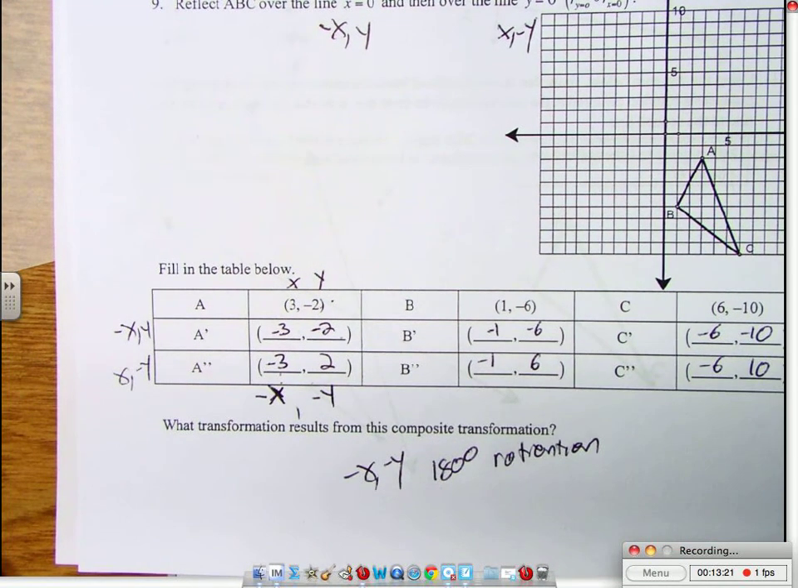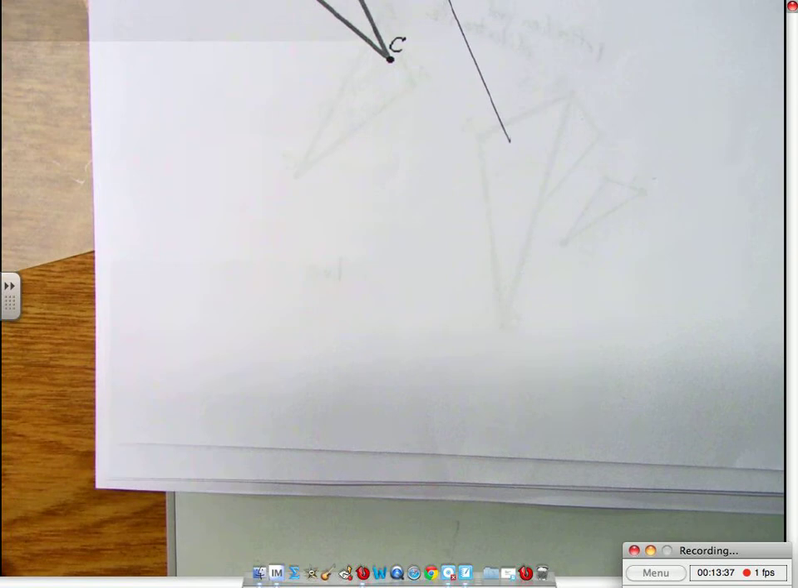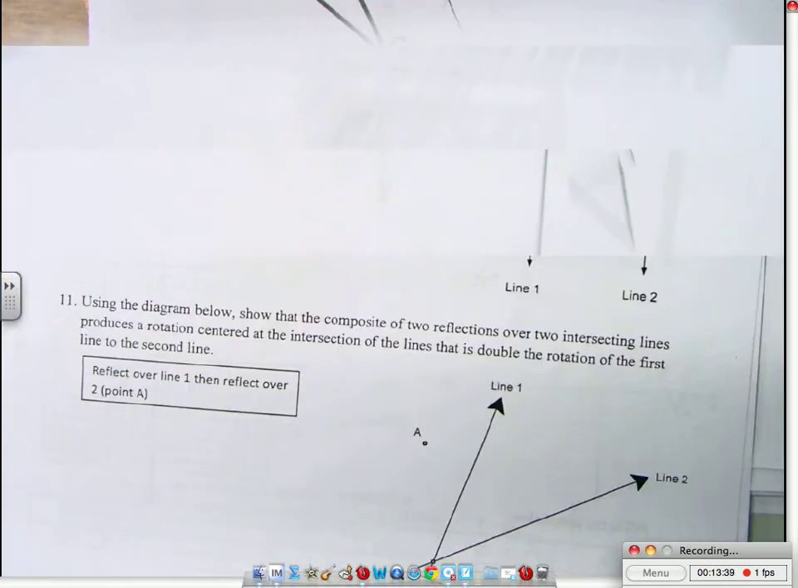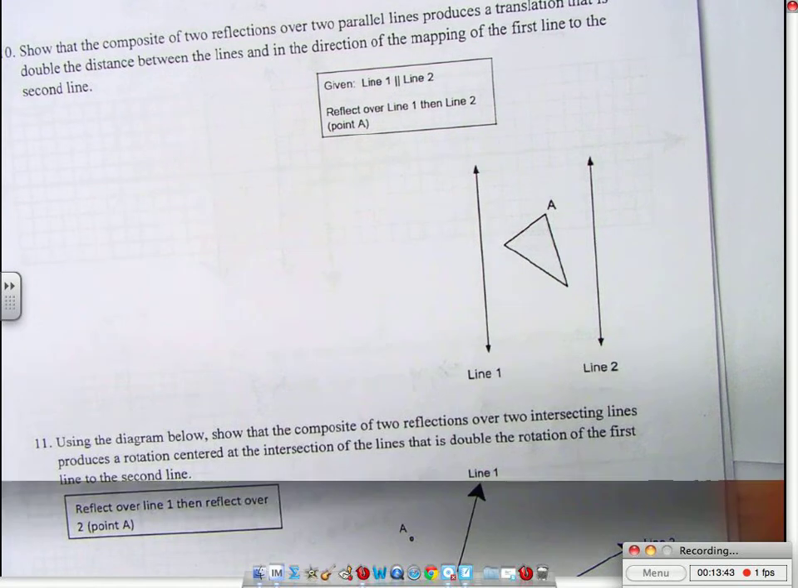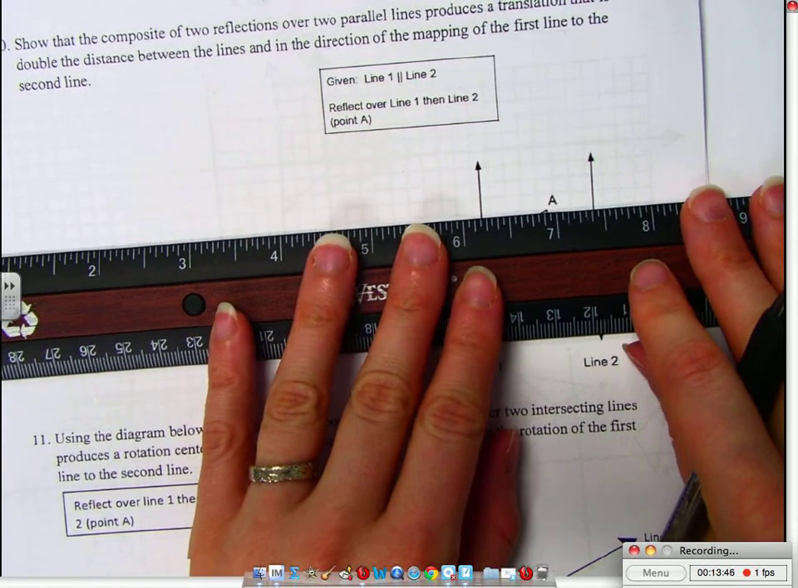Okay, any other questions about this one? Okay. So these were the ones that I had the most questions on, or the most often you guys were leaving blank. Okay, my first step is always to make a horizontal line.